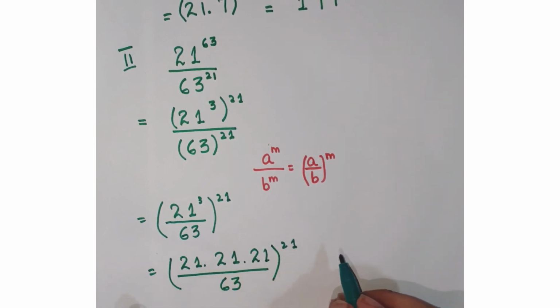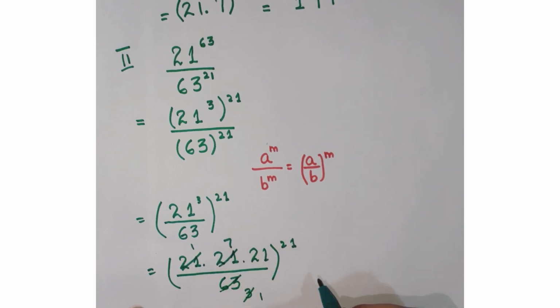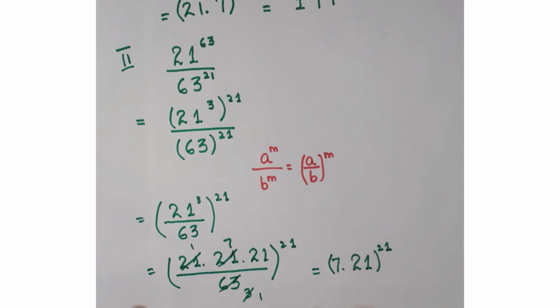So this is equals to 21, and this is cancelled, 3 and this 21 is cancelled. So here you get 7 into 21 raised to the power 21, and it is equals to 147 raised to the power 21, and this is our required answer.